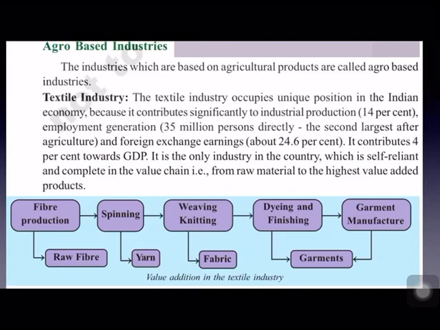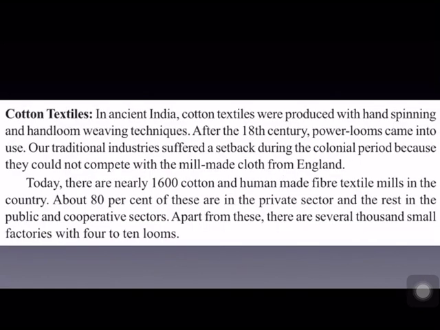And the textiles industry is the only industry in the country which is self-reliant. It depends on itself. And it is complete in the value chain. That means, as you can see in the chart below, fiber production, spinning, weaving, knitting, dyeing, garment manufacturing, for everything we need not depend on other countries. In this textile industry itself, all these things are produced. So it is self-reliant and complete in the value chain. From raw material to the highest value added products, everything is available within the industry itself. Now, cotton textiles.